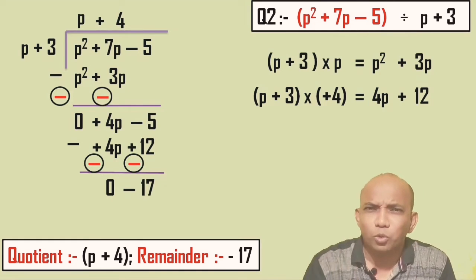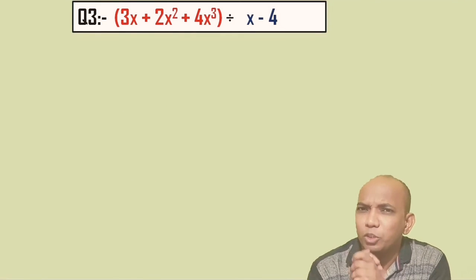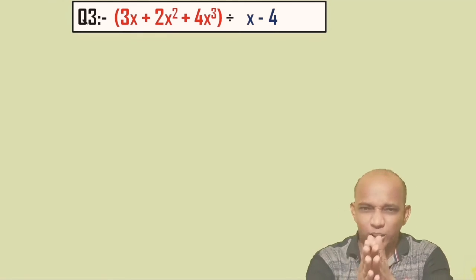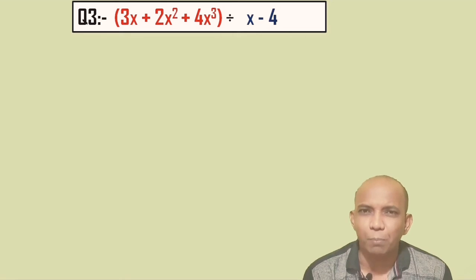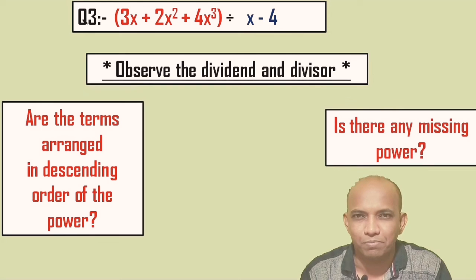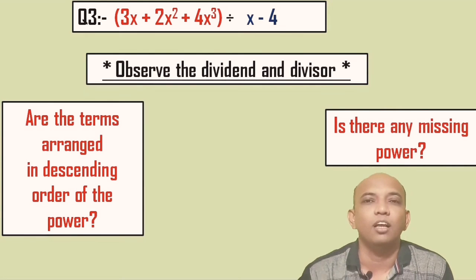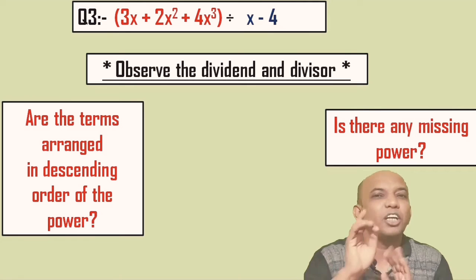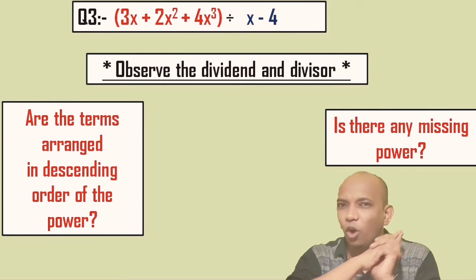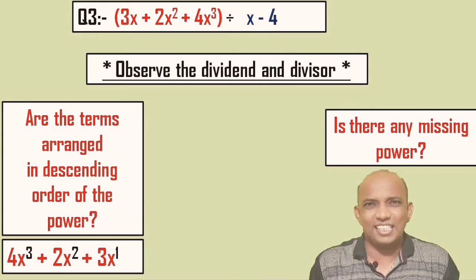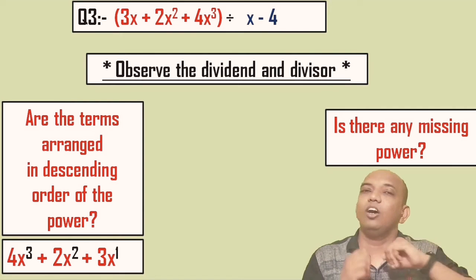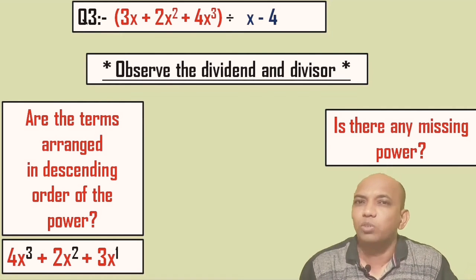Say hello to question number 3 on the board. We need to divide 3x plus 2x square plus 4x cube by x minus 4, and our very first step is to observe the dividend and divisor for these two conditions. What do you see? Yes, in the dividend, the terms are not arranged in descending order of powers, right? If you arrange them, it will look like this. After that, if you observe again for the second condition, you will see that one power is missing. Which is that power?